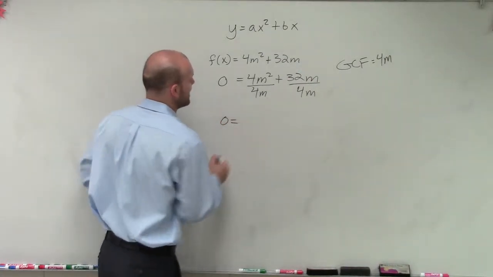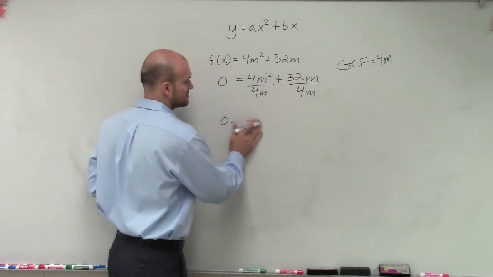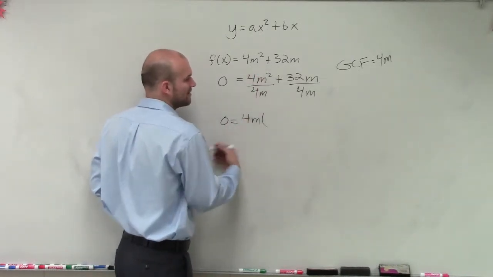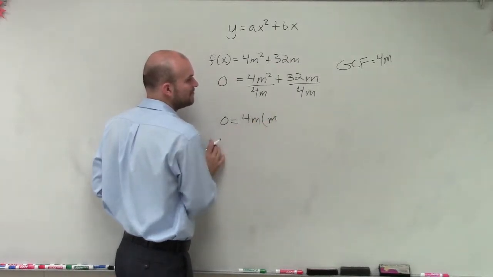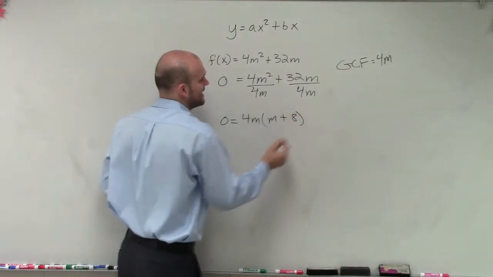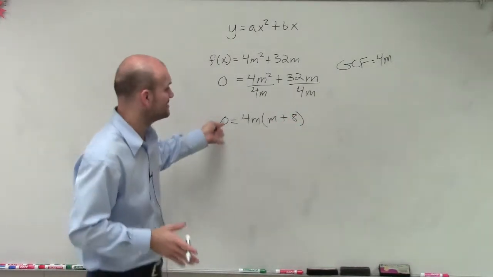So now let's see what we have. Well, 4m squared divided by 4m is going to leave you just with an m, so I've factored out my GCF, and I write that first. 4m squared divided by 4m is just going to leave me with an m. And then 32m divided by 4m is just going to leave me with a positive 8. Now I have this as two factors multiplied that give me 0.